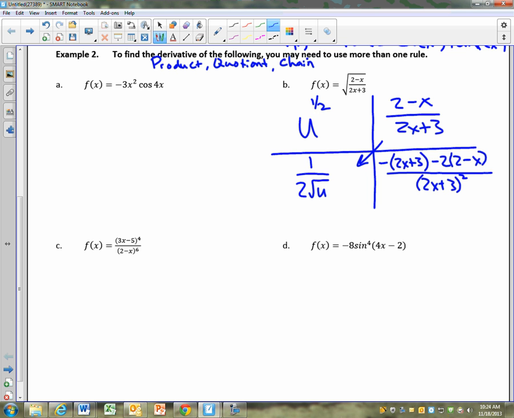I'd better combine some terms here. Looks like we've got a -2x, and then we end up with a positive 2x, don't we? So those will cancel. I have a -3, and then I have a -4, so I have -7 over 2x plus 3 quantity squared. So it looks like that's the derivative of the inside.